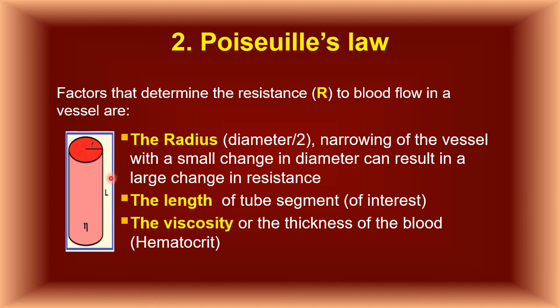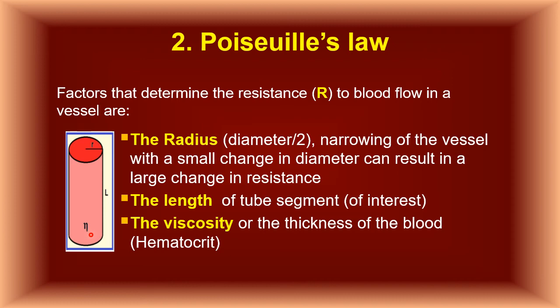The second factor that was found is the length of the segment of blood vessel that the blood should travel, from here to here. So we have this length of vessel. If I have a lower length, it means that we have less resistance. If the length is longer, they found that the resistance is higher. So increasing the length increases the resistance, okay?